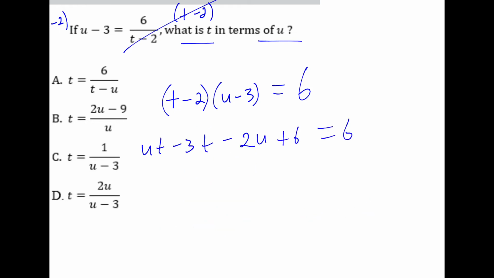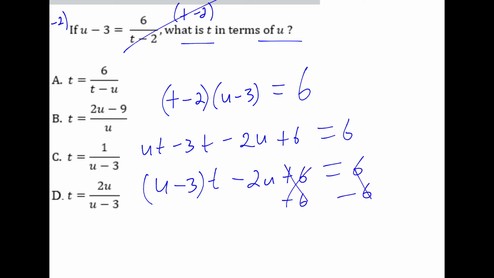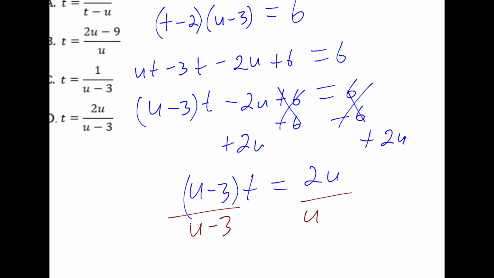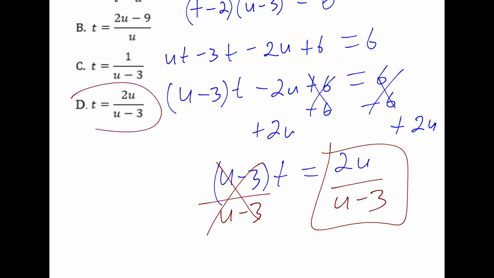I can factor out a t here, and u minus 3 can be multiplied by t. I might subtract 6 from both sides, and that goes away. And then I'll add 2u to both sides. And what I'm left with is u minus 3 times t is equal to 2u. I want to get t by itself, so I'm going to divide by u minus 3. Cancels out over here, and this is my answer.